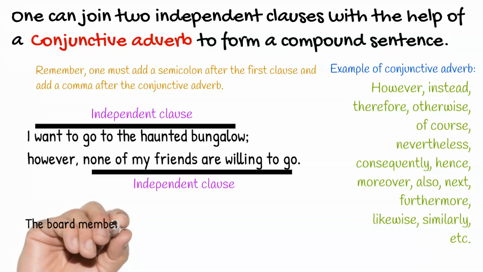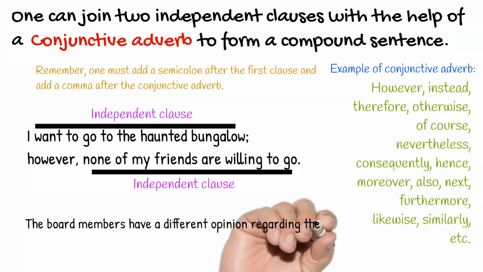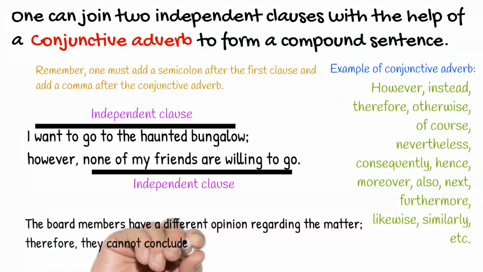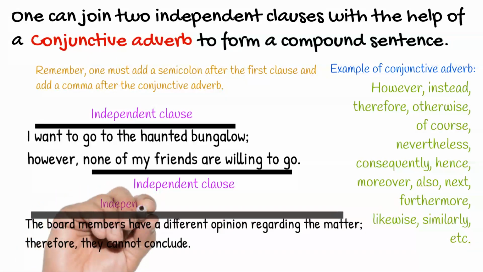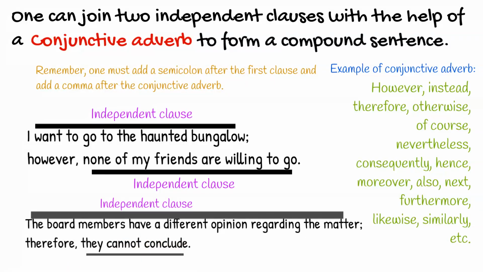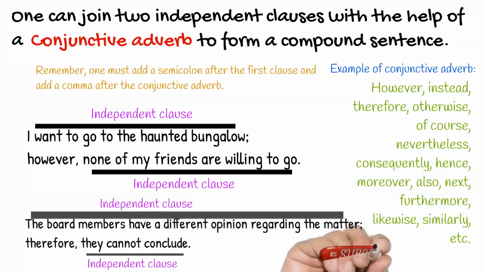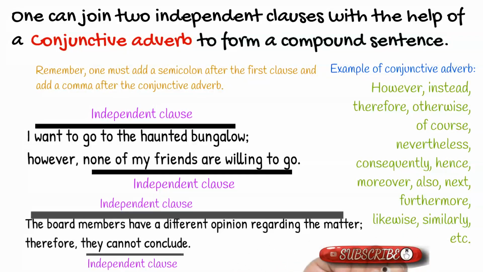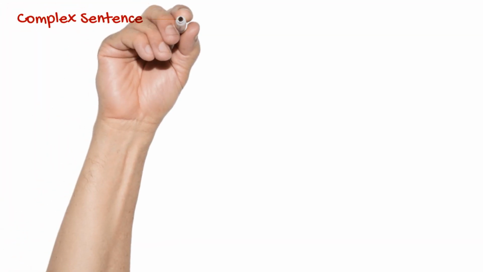The board members have a different opinion regarding the matter, therefore, they cannot conclude. Here two independent clauses are joined by the conjunctive adverb. So one can join two or more clauses by coordinating conjunctions, or by using the semicolon, or by the help of conjunctive adverb. What is a complex sentence?